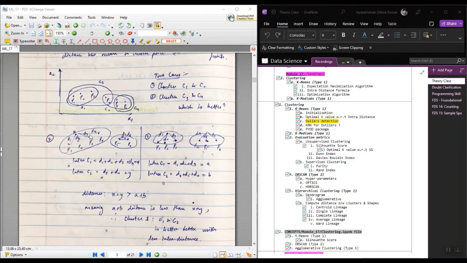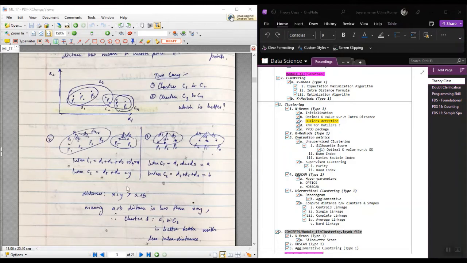So let's say we have taken the mean point for this C3 C4 cluster. This is the mean point, this is the mean point. So the intra distance for this C1 will be D1 plus D2 plus D3 plus D4, which is X, and C2 will be D5 plus D6, which is equal to Y. And the same way for cluster C1 and C2, the intra distance for C1 is D1 plus D2 plus D3, which is equal to A, and for C2, D4 plus D5 plus D6 is equal to B.